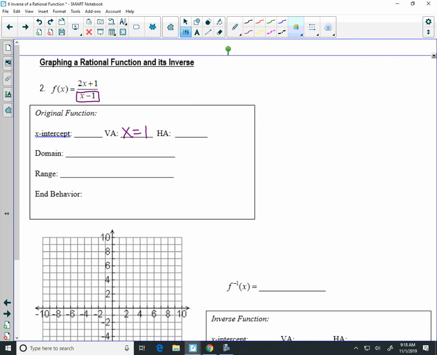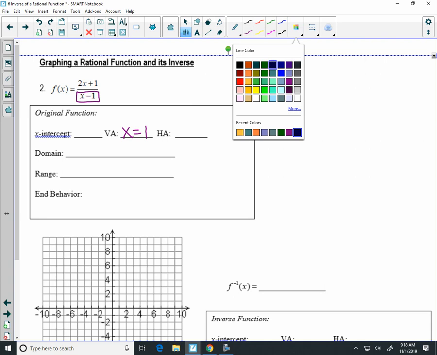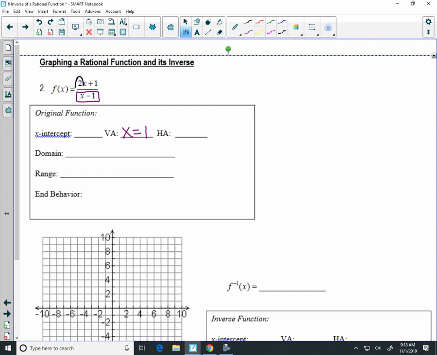Make sure we're writing them as equations. Our horizontal asymptote, since we're the same degree, and since I wrote these problems new this year, I was trying to keep it simple so that your domain and range would be pretty predictable. All of these are going to be same degree. So here we have 2 over 1 is our horizontal asymptote.